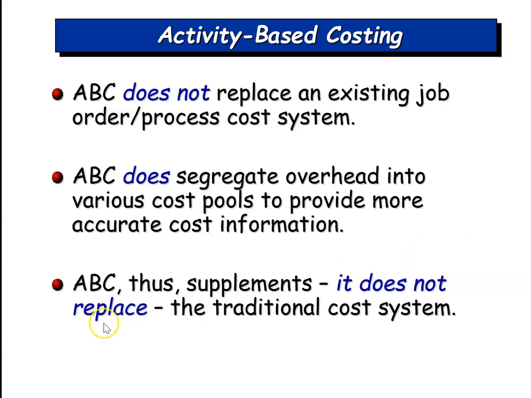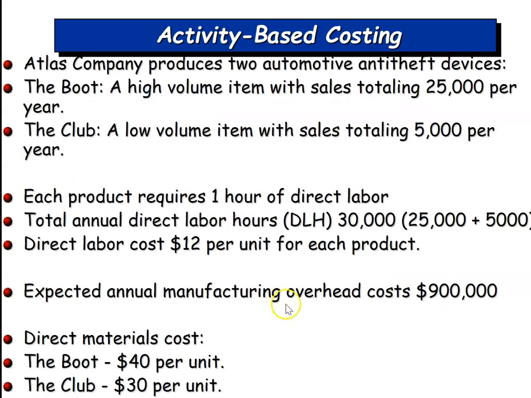So it says here that activity-based costing supplements, does not replace, traditional either job order or process costing systems. Let's look at an example dealing with the Atlas company, and they have two products. These are automotive anti-theft devices. One is called the boot, so it looks like something that goes on a wheel. And it says that this is a high volume item with sales totaling 25,000 units per year.